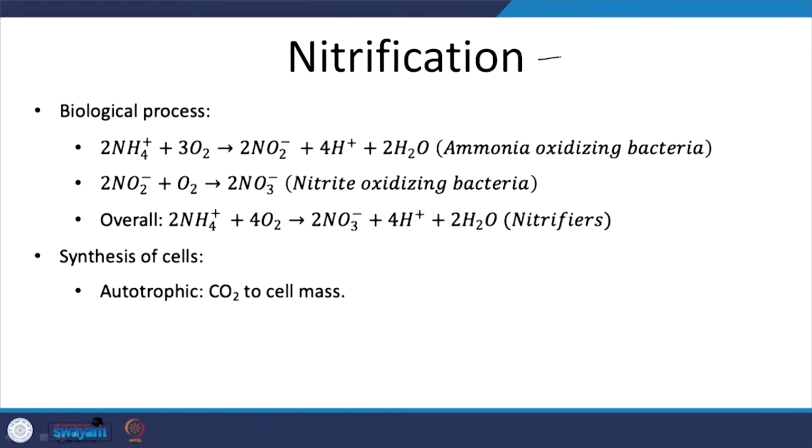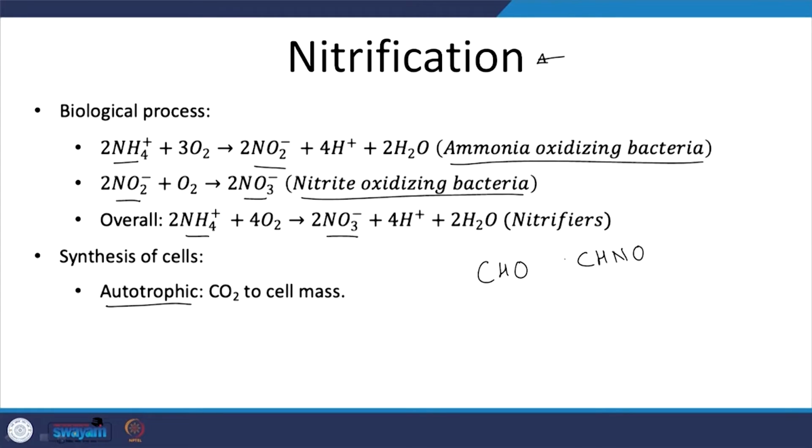So, we have nitrification, we looked at this. Two steps: first, ammonia oxidation to NO2-, thus ammonia oxidizing bacteria, and NO2- going to NO3-, nitrite oxidizing bacteria. Overall, it will look like NH4+ going to NO3-, but please understand that there are a series of steps. And these are autotrophic, as you see: for their cell mass they do not use an organic source of carbon, they use an inorganic source of carbon. So, thus autotrophs.